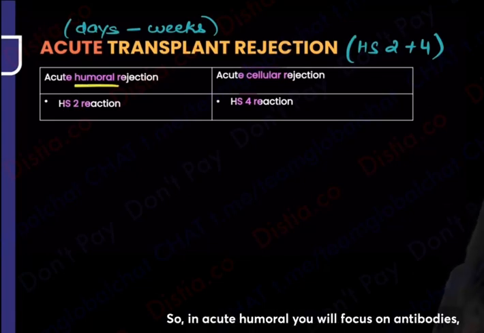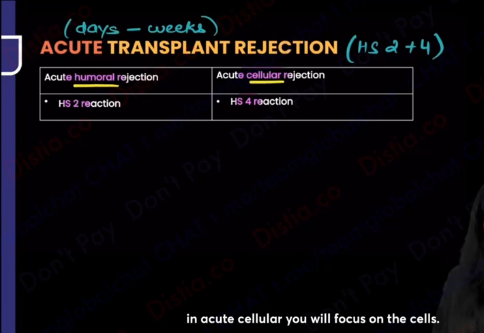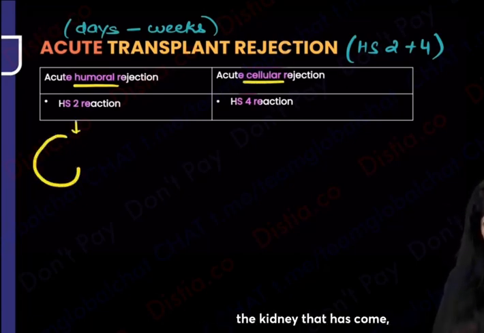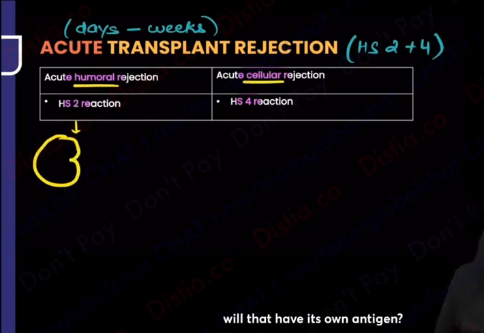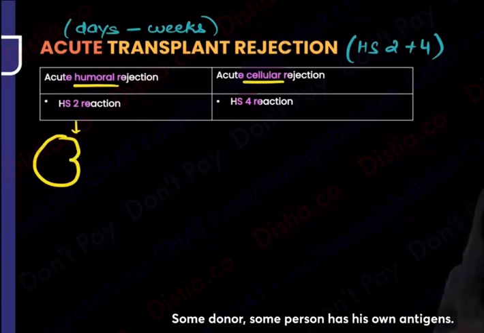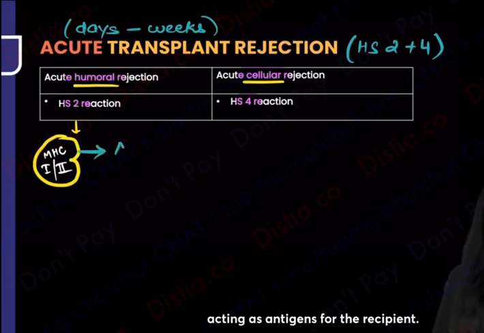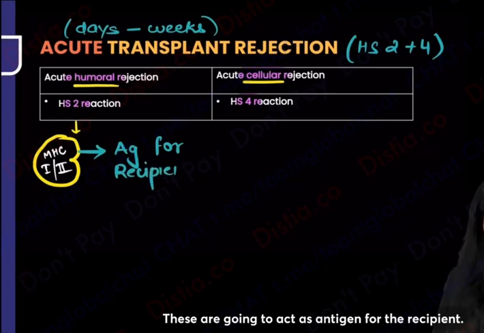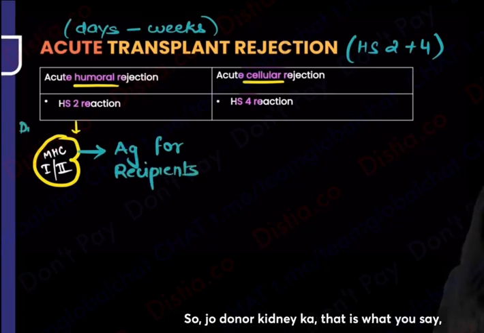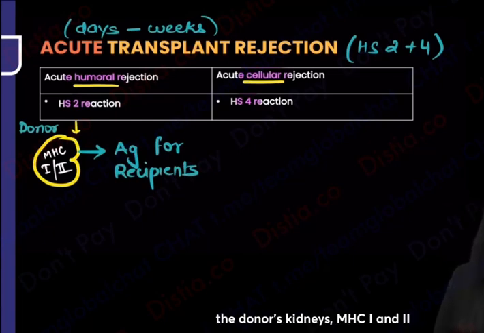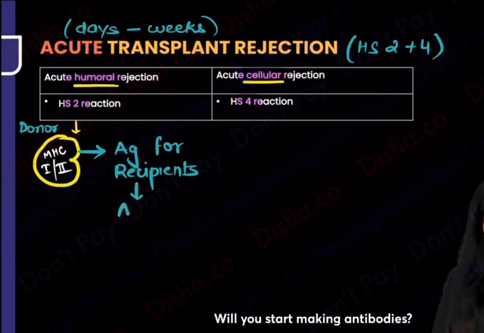So in acute humoral, you will focus on antibodies. In acute cellular, you will focus on the cells. So in acute humoral, please note the kidney that has come. Will that have its own antigen? Some donor, some person has his own antigens. So the MHC1 and 2 of this kidney will start acting as antigens for the recipient. The donor kidney's MHC1 and 2 act as an antigen for the recipient. Will the recipient start making antibodies?